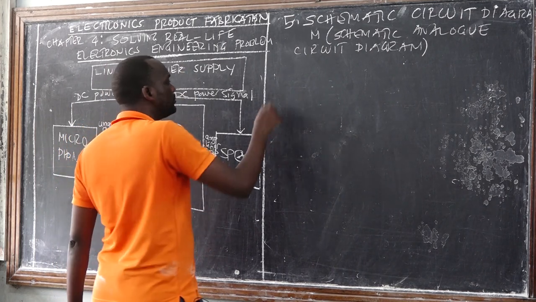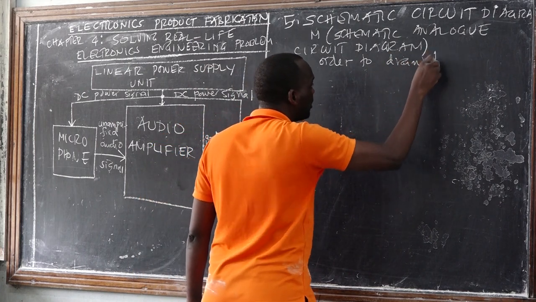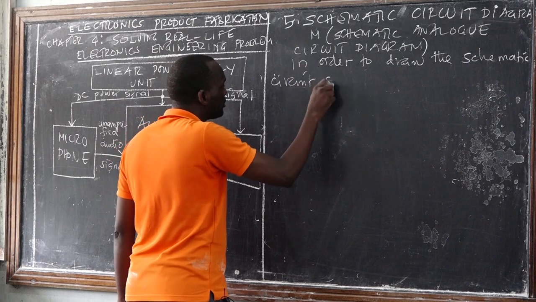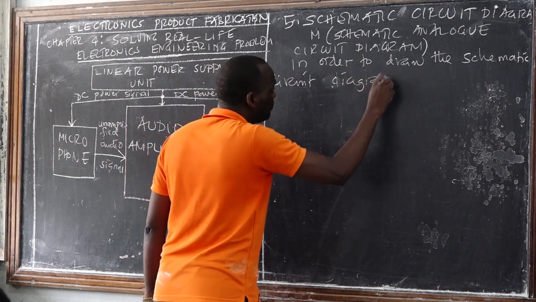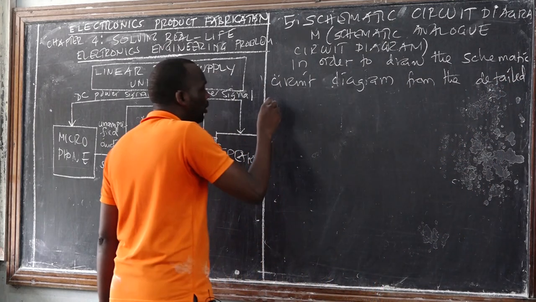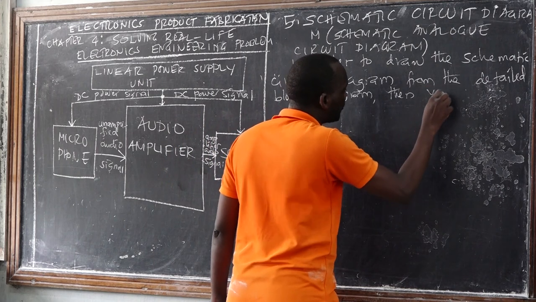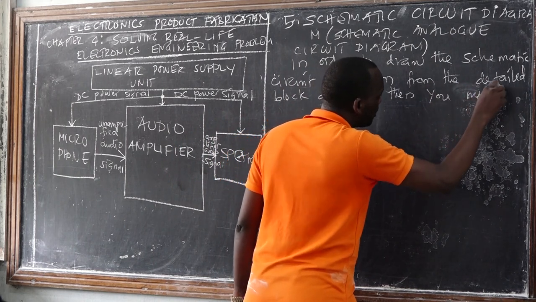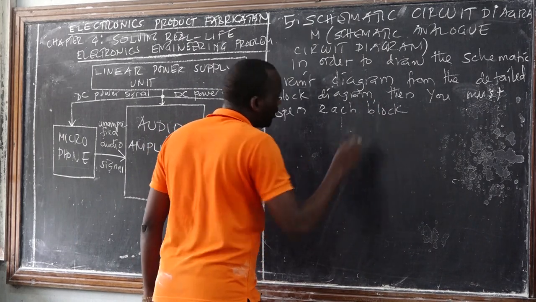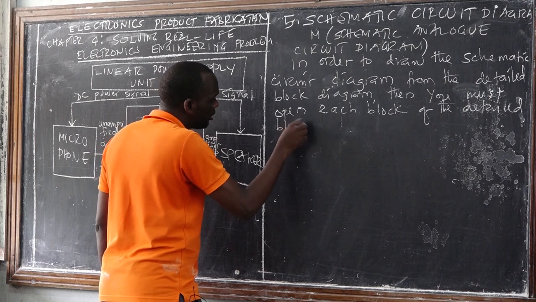So we say that in order to draw the schematic circuit diagram from what? From the detailed block diagram, then you must open each block of the detailed block diagram.